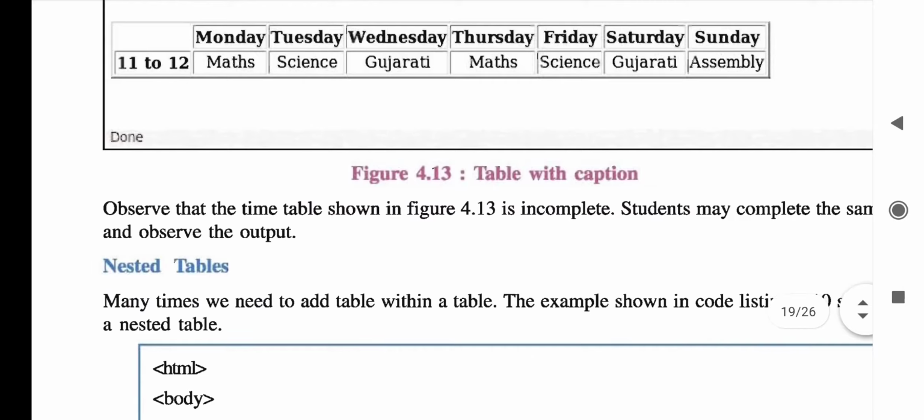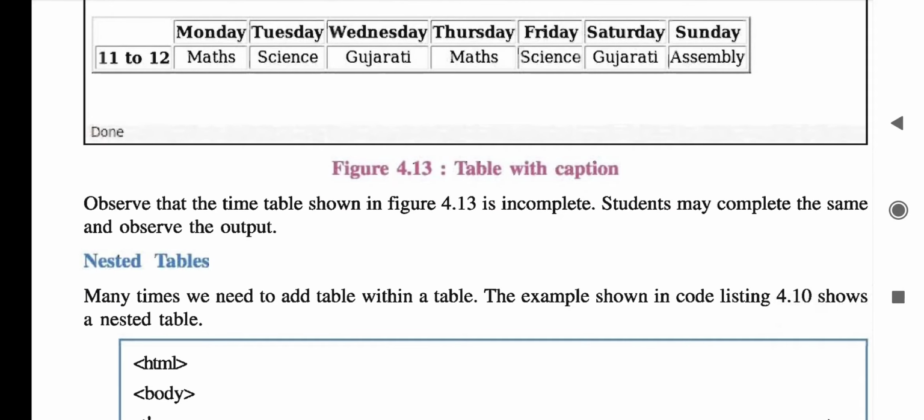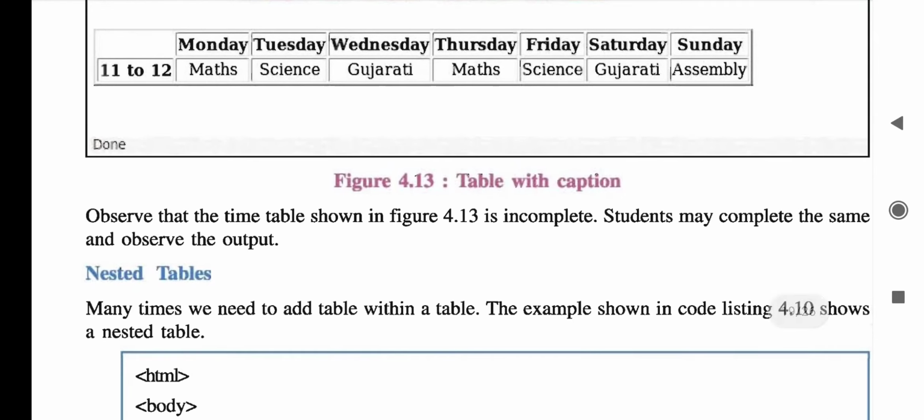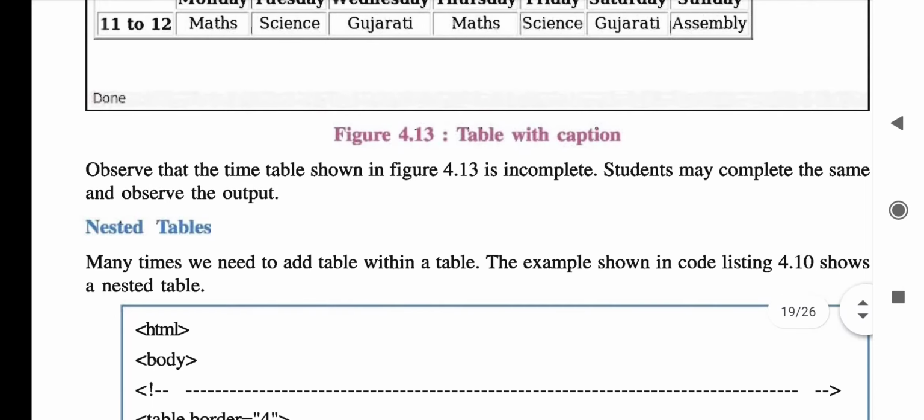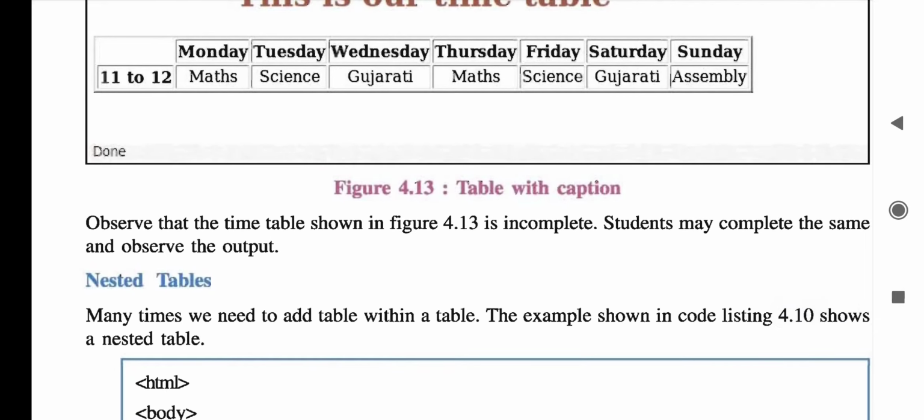Observe that the timetable shown in figure 4.13 is incomplete. Students may complete the same and observe the output. So here it is one day only, and one period only, 11th to 12th. Then you can put each and every period-wise and day-wise, both the things you can write here. The first period only is given every day, then the same thing you can do for all the days, and from 9 to 12, or whichever time you want to select.